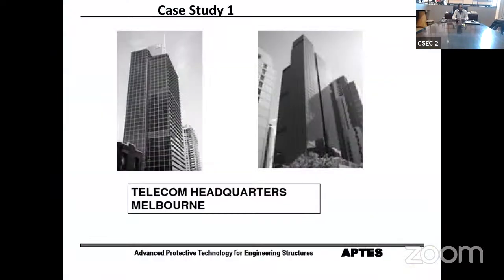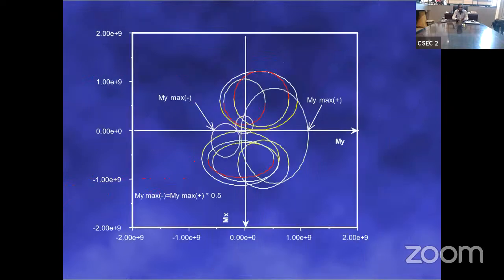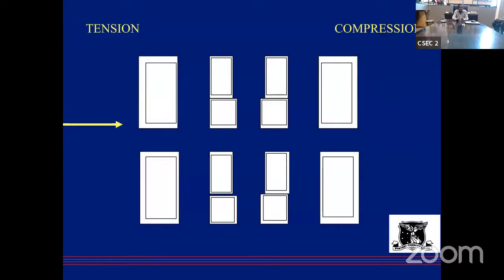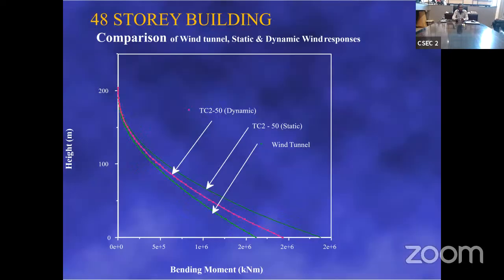So these are the wind tunnel results. Finishing off with the telecom headquarters, a case study looking at the building. We draw this through the wind tunnel test, what's called ellipses, and we can do the structural design and look at the loads, tension on the y-axis on one side, compression on the other side, and we can look at the design side.